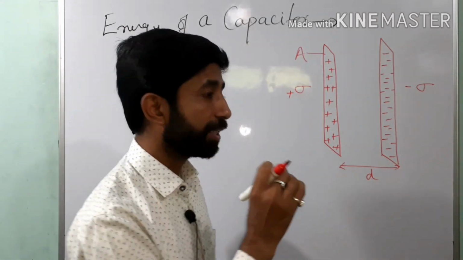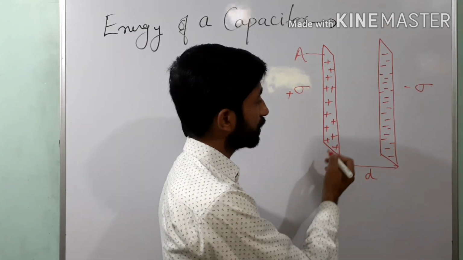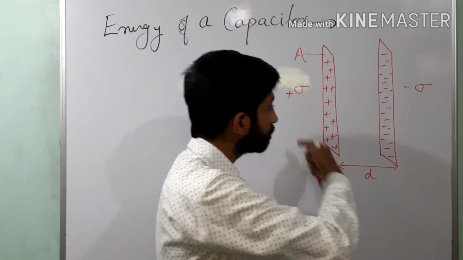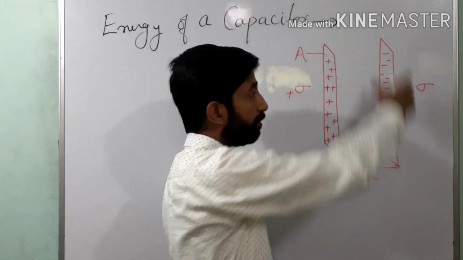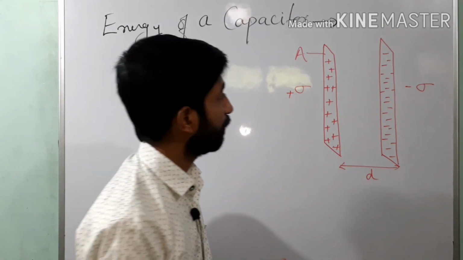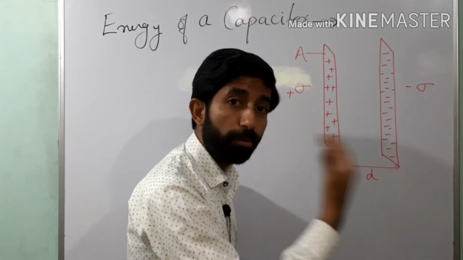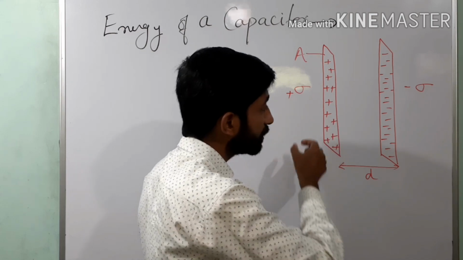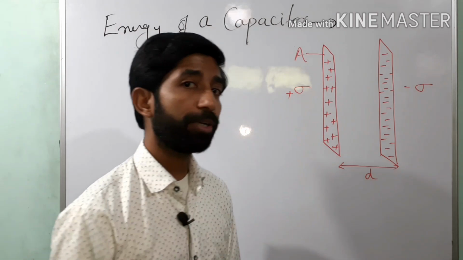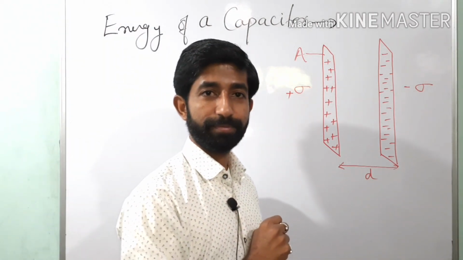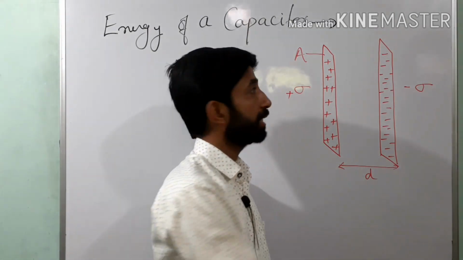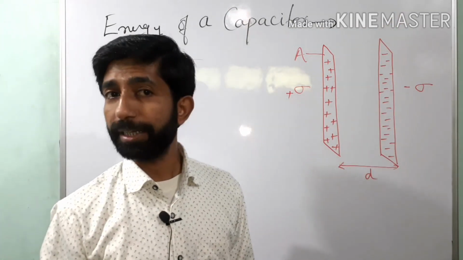Now what happens when you transfer one electron, or suppose 1 coulomb of electrons, from this to that body? This is now negatively charged and this is positively charged. Now if you further want to transfer electrons from this to that body, this negatively charged body will oppose you, obviously, because negative charges will be repelled by this negatively charged plate.